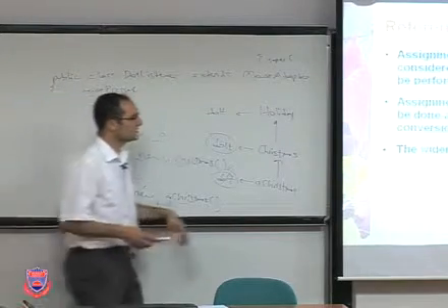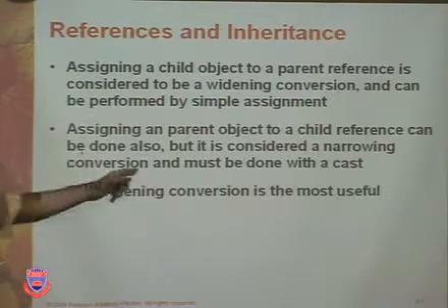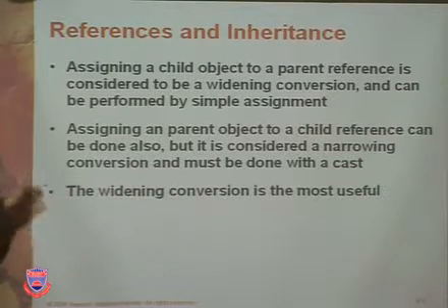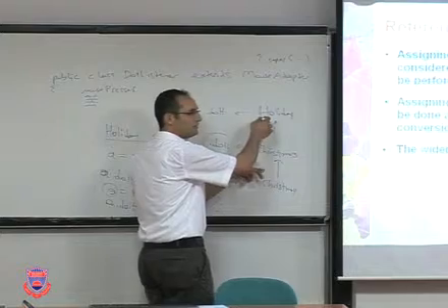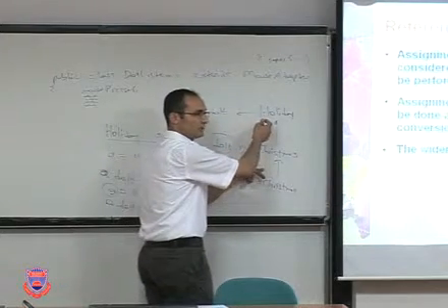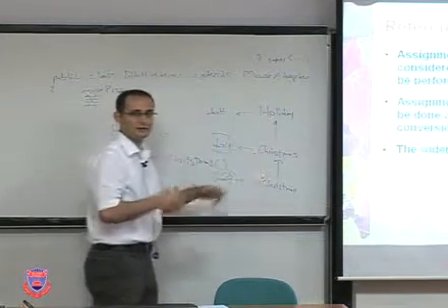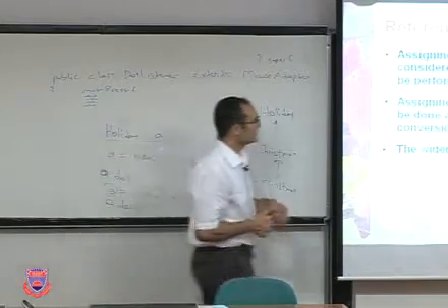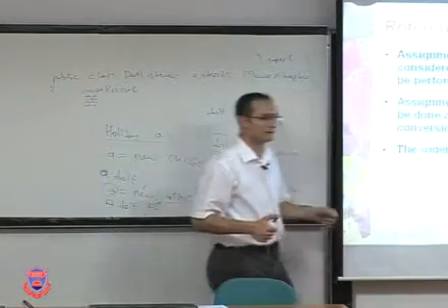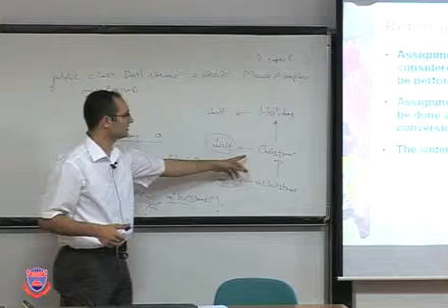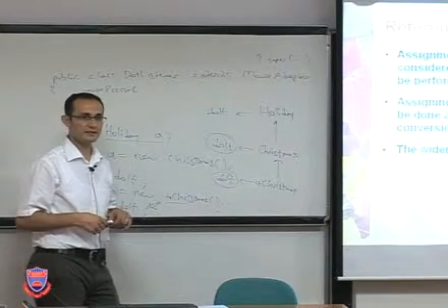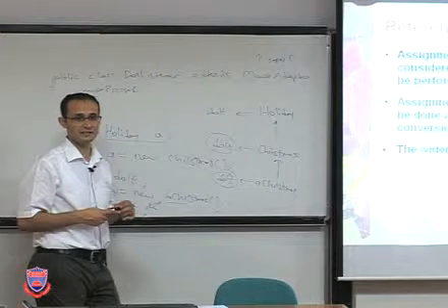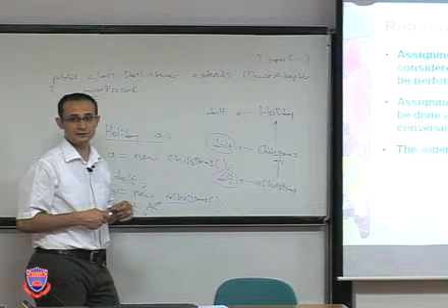The reverse is assigning a parent object to a child reference, but this is called a narrowing conversion. So you're going to create a Christmas object, however, you'll cast it to a holiday object later on. This is called a narrowing conversion. However, it's not really useful, this narrowing conversion, because you have to make sure that the casting is possible, and it's going to be successful.